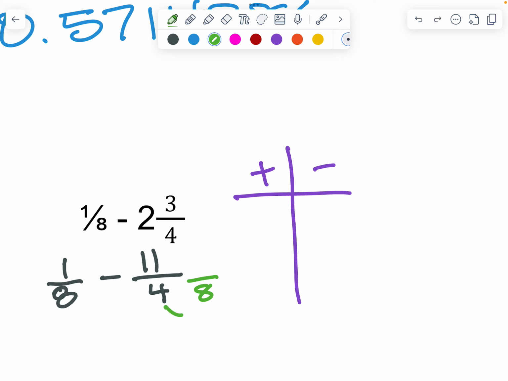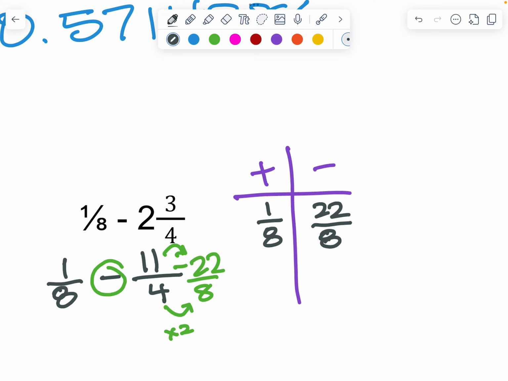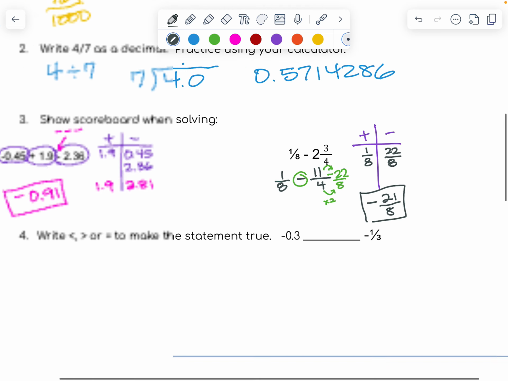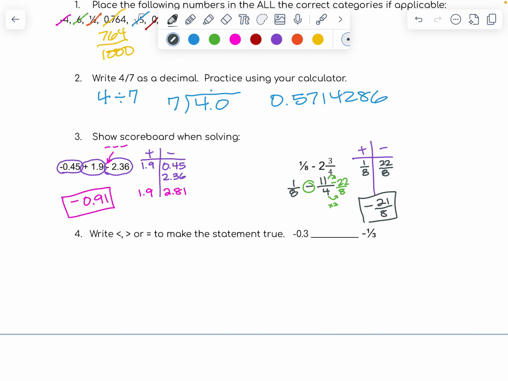So I multiplied this by 2, so I'm going to do that to the top and get 22. And this goes with it right there. So the 1/8 is positive, and my 22/8 is negative. So the negatives are going to win by 21/8. That's it. You guys are doing awesome. All right, last one. Feel free to use your calculator.